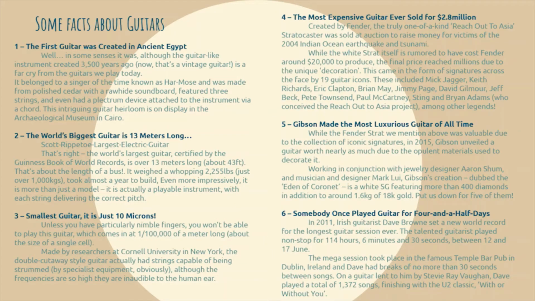Here are some facts about guitars. Did you know the first guitar was made in ancient Egypt? And the world's biggest guitar is 30 meters long, while the smallest guitar is just 10 microns. Let me tell you this. The most expensive guitar ever sold is for $2.8 million.